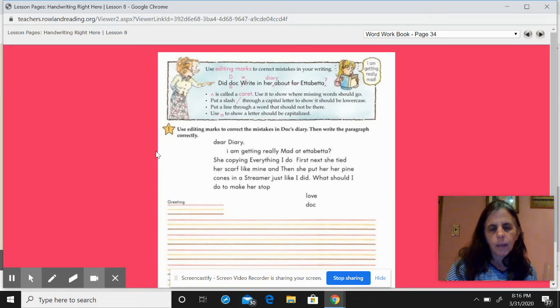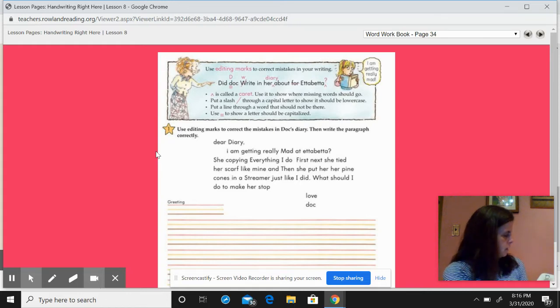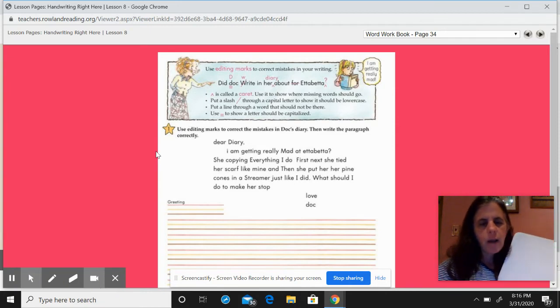She copying everything I do. First, next, she tied. So I'm reading the whole line for the second line. So there are quite a few errors there. So Doc got this one right. She started her sentence with a capital S for she. Excellent. She copying. Would that be correct English?